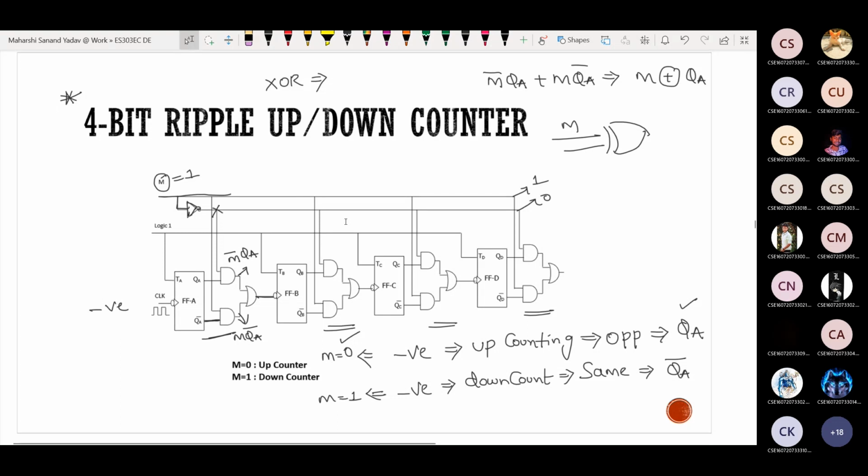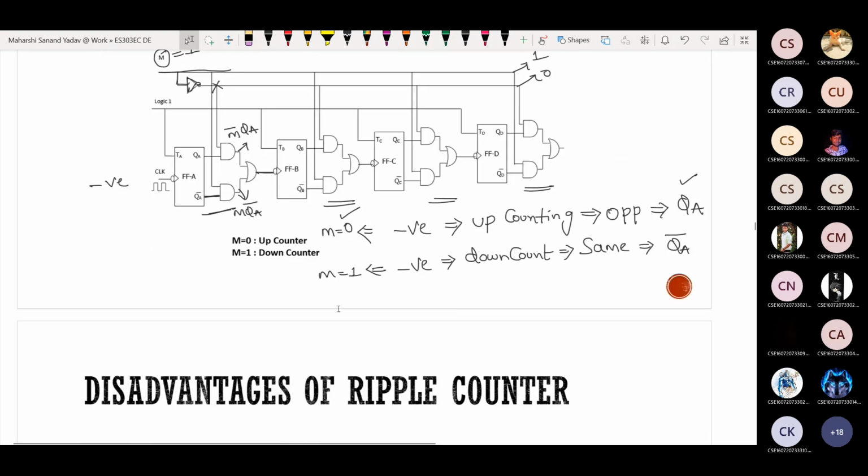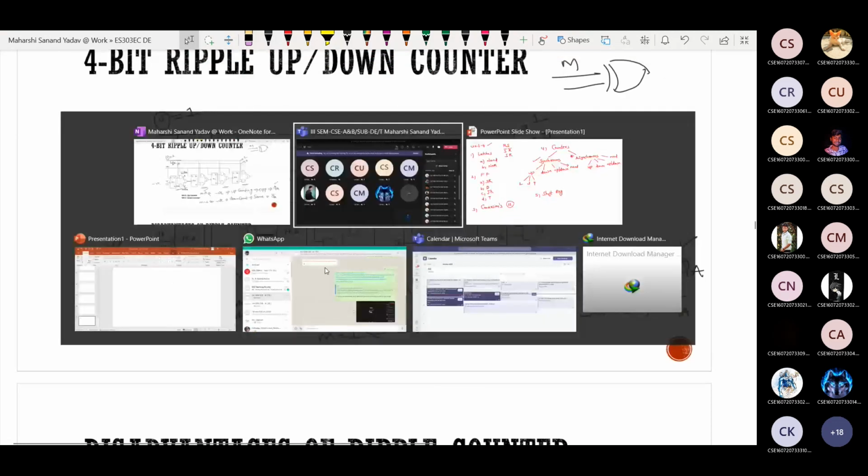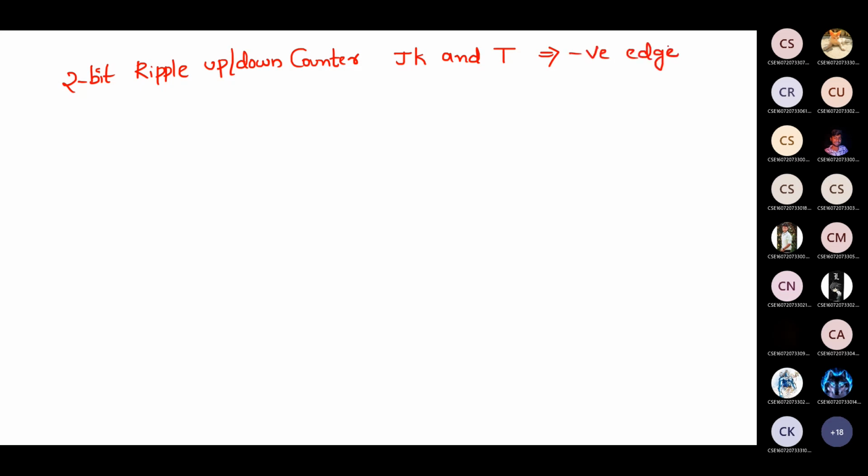Now similarly you tell me for 2-bit ripple up down counter. I want the diagram for 2-bit ripple up down counter using JK, and you can do it for T also. So it depends upon your wish. You can go either for positive edge trigger or negative edge trigger. While doing anything, you mention there clearly whether you are assuming clock as negative edge trigger or positive edge trigger, or else the diagram will differ again.